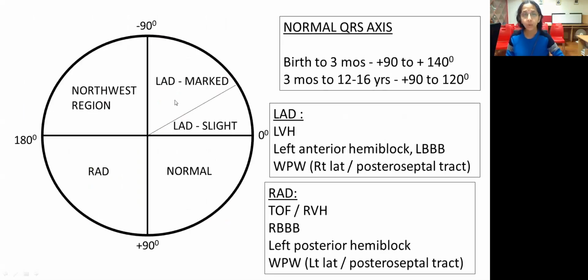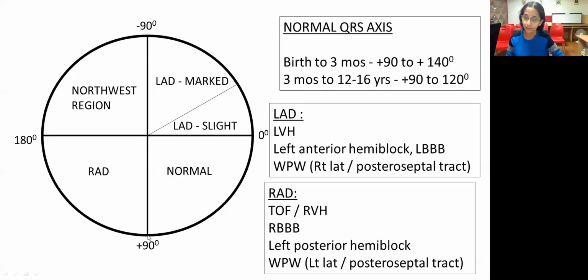Now, once you decide the QRS complex, what is the implication? So we understand that a normal QRS in an adult is in the left lower quadrant, and it's usually between 0 to 90 degrees.